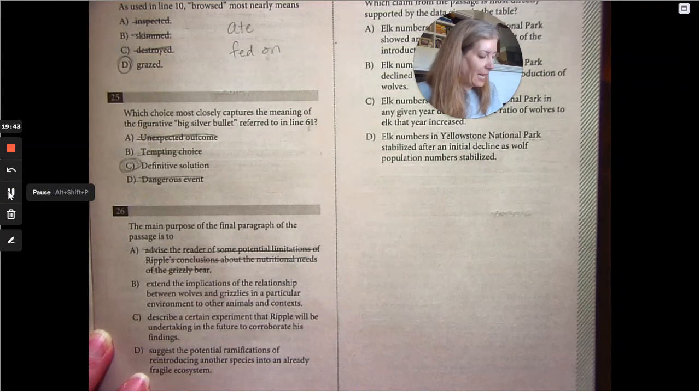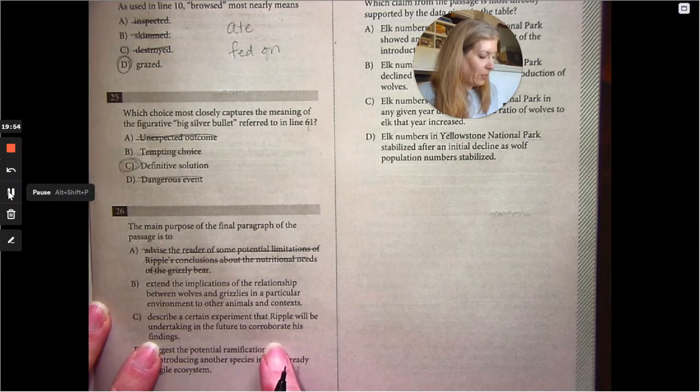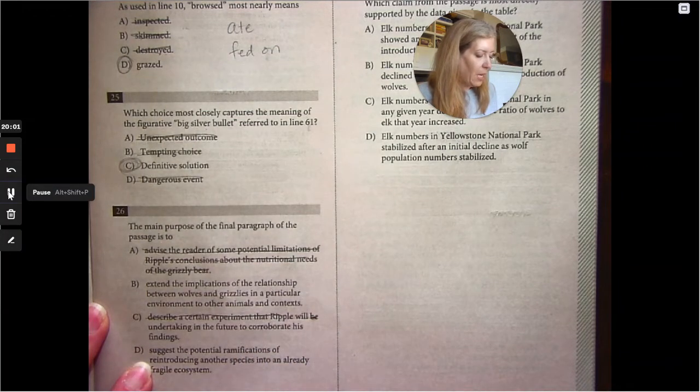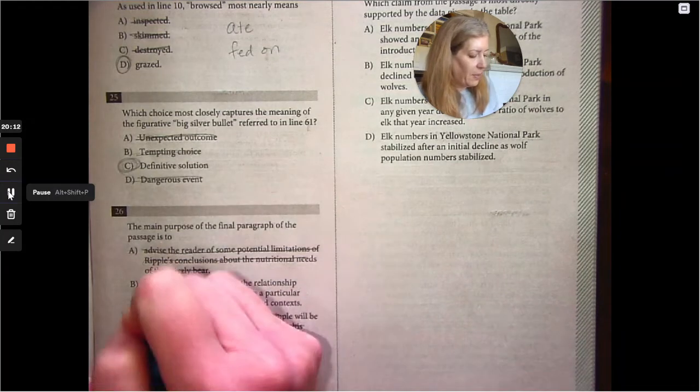Extend the implications of the relationship between wolves and grizzlies in a particular environment to other animals and contexts. Isn't that what we talked about? Yes. Describe a certain experiment that Ripple will be undertaking in the future to corroborate his findings. I don't remember them talking about a certain experiment that he's going to do next. Do you? Suggest that the potential ramifications of reintroducing another species into an already fragile ecosystem is B all day long. We answered that question before.